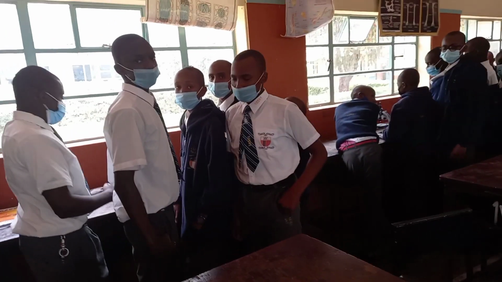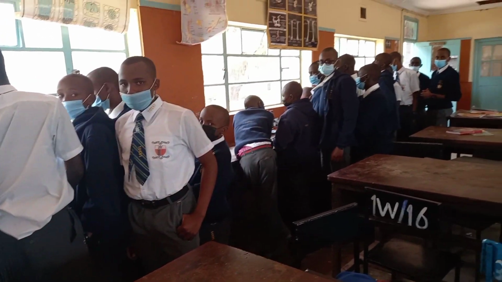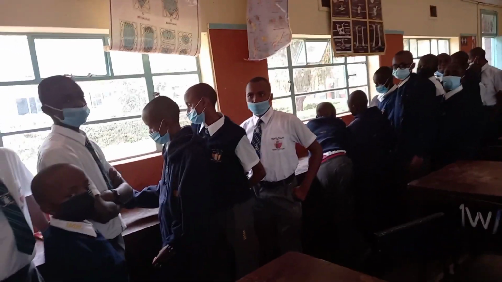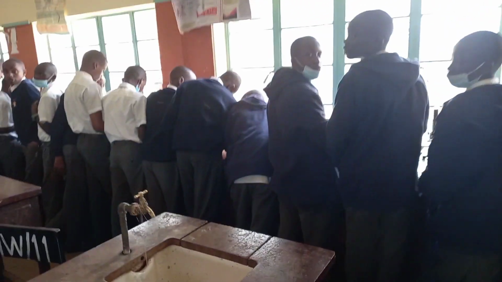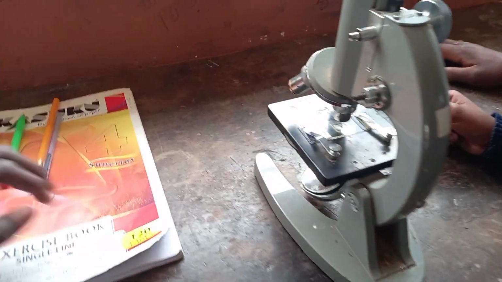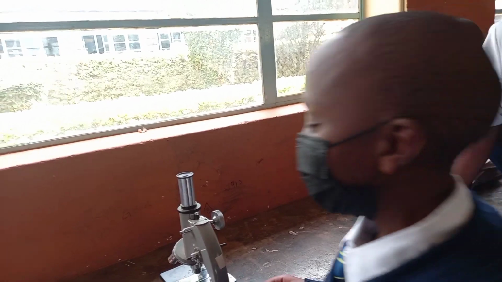Number 5. Place the slide containing the specimen on the stage and clip it into position. Today we are going to use the permanent slides before we make our own temporary slides. Make sure it is in the center of the field of view. Let me see how you've placed it.